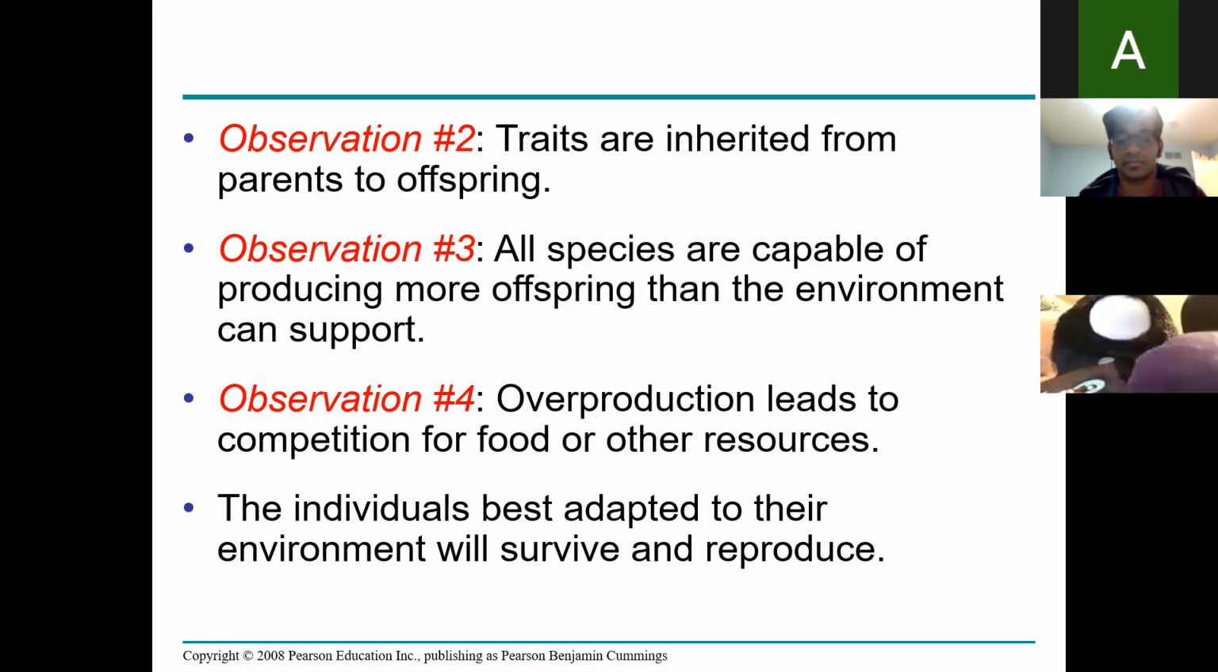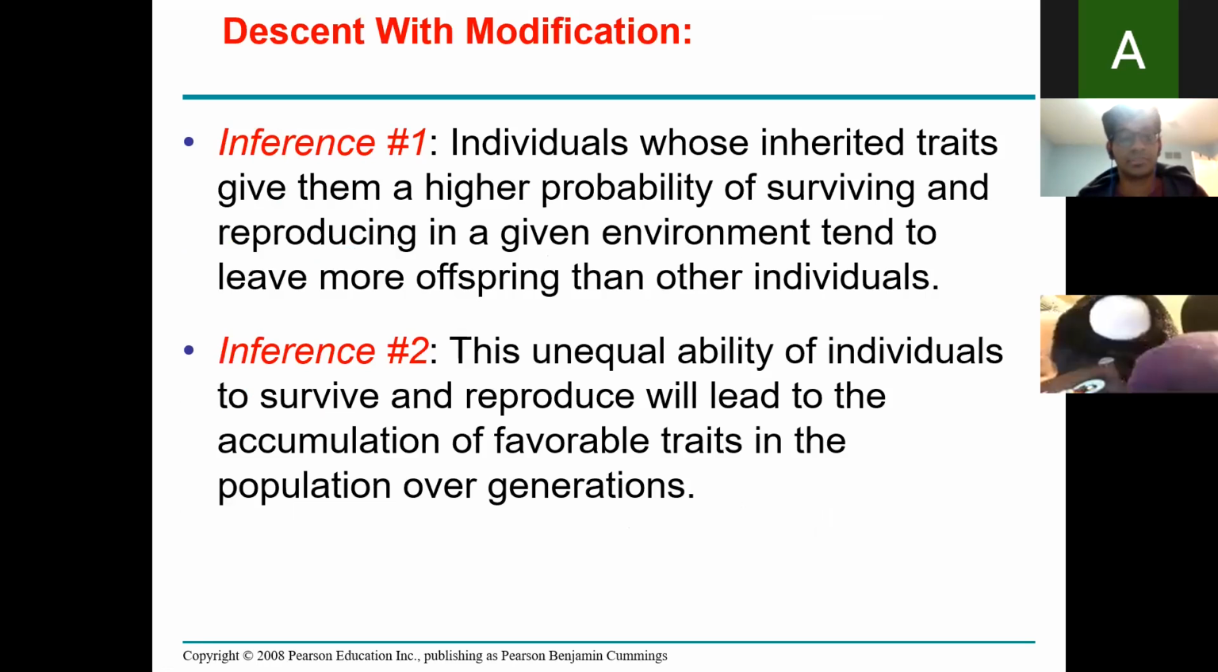Overproduction leads to competition for food and other resources. Again, when you have more than the environment can support, some will die and some will survive. And in the end, the individuals best adapted to their environment will survive and reproduce. So from this, Darwin took away two things. Inference one: individuals whose inherited traits give them a higher probability of surviving and reproducing in a given environment tend to leave more offspring than other individuals.